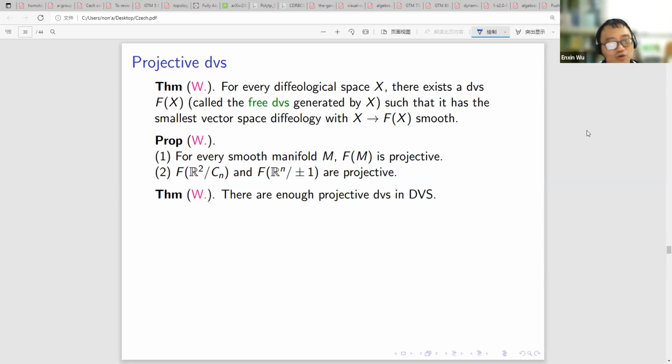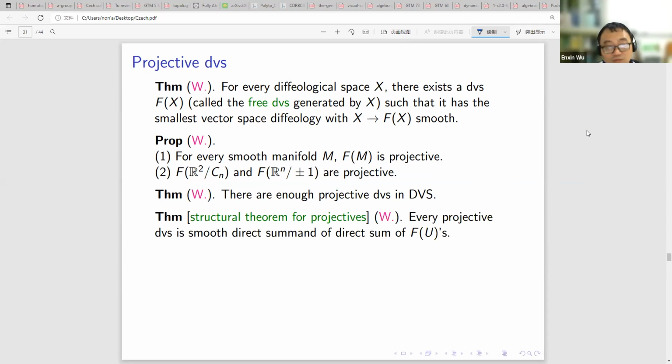And moreover, you can prove, in homological algebra language, that you have enough projectives. So that's why you can do homological algebra on diffeological vector spaces. That's the very interesting thing, but I'm not going to give you a proof. It's abstract, using diffeology structure. But anyway, I need to be a little bit quick.